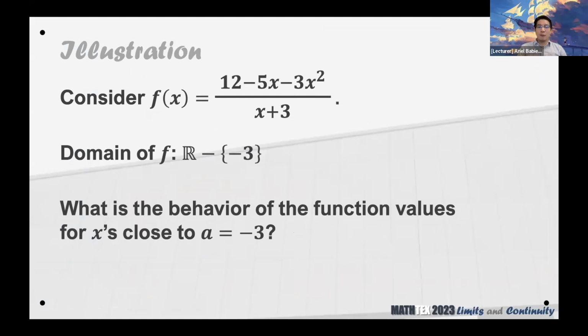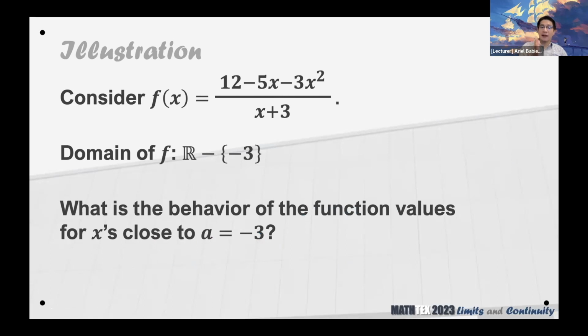Rational function: 12 minus 5x minus 3x squared over x plus 3. The domain is the set of real numbers except negative 3 because it's undefined at negative 3. The denominator will be 0. But of course, it's quite curious to ask, what is the behavior of the function as the values of x are close to or approach negative 3? Diba? Yun yung curious. What will happen to the function values for x's that are close to negative 3?